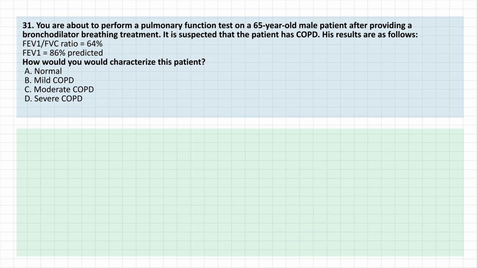31. You are about to perform a pulmonary function test on a 65-year-old male patient after providing a bronchodilator breathing treatment. It is suspected that the patient has COPD. His results are as follows. He has an FEV1 to FVC ratio of 64%. He has an FEV1 of 86% of predicted. How would you characterize this patient? A. Normal. B. Mild COPD. C. Moderate COPD. D. Severe COPD. The correct answer is B.